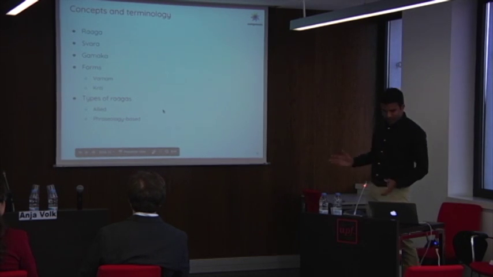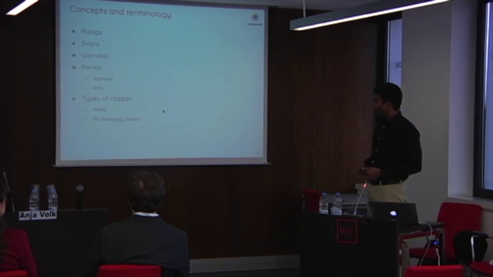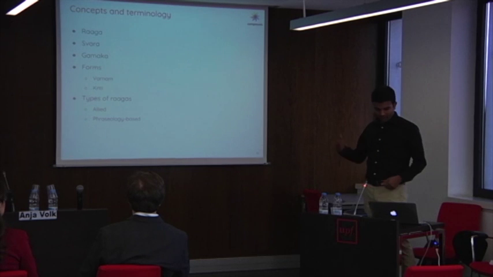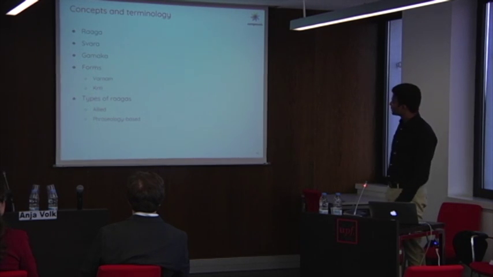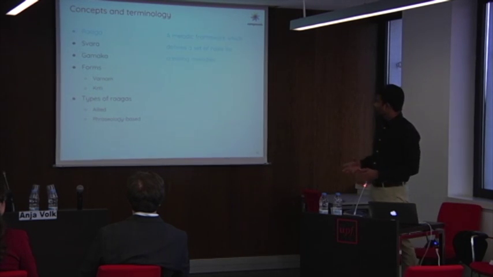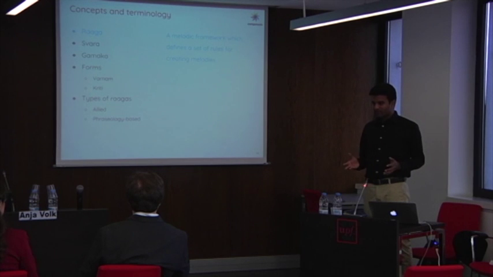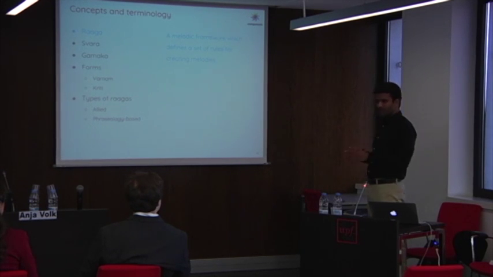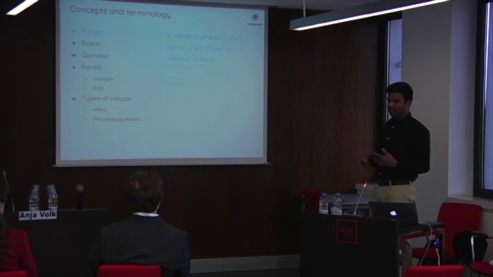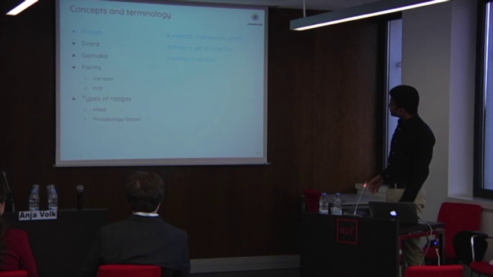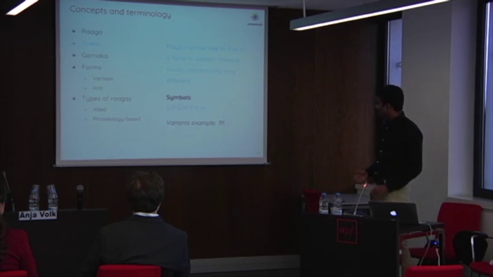So these are the concepts that we keep coming back to throughout the thesis. I would define them in one place here. A raga can be understood as a melodic framework similar to a mode that defines a set of rules for creating melodies. And swara plays a similar role to that of a note in Western classical music, but conceptually it's very different. And these are the symbols that we use to represent swaras, which is similar to solfege in Western classical music.